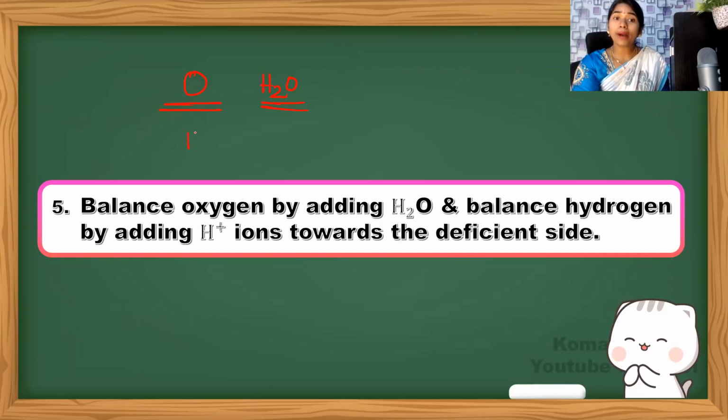And if you want to balance hydrogen, then you have to add H plus. On which side do you have to add H plus? Towards the less deficient side. Again, I'm repeating: wherever oxygen is deficient, on that side you add H2O. Wherever hydrogen is deficient, on that side you add H plus. Is it clear? These are the 5 steps.